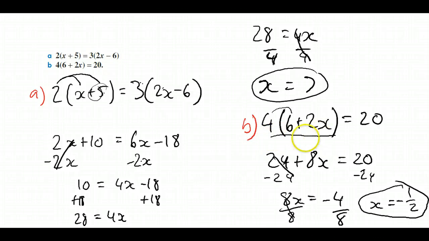But another way you could have solved it, if we go back, if we had divided this side by 4, then that 4 would have cancelled out that 4. And if we did the same on the other side, then we'd find we would have had 6 plus 2x equals 20 divided by 4 is 5. And we could have solved it from there as well. But if you find that a bit confusing, just stick with expanding the brackets out and then solving as normal.